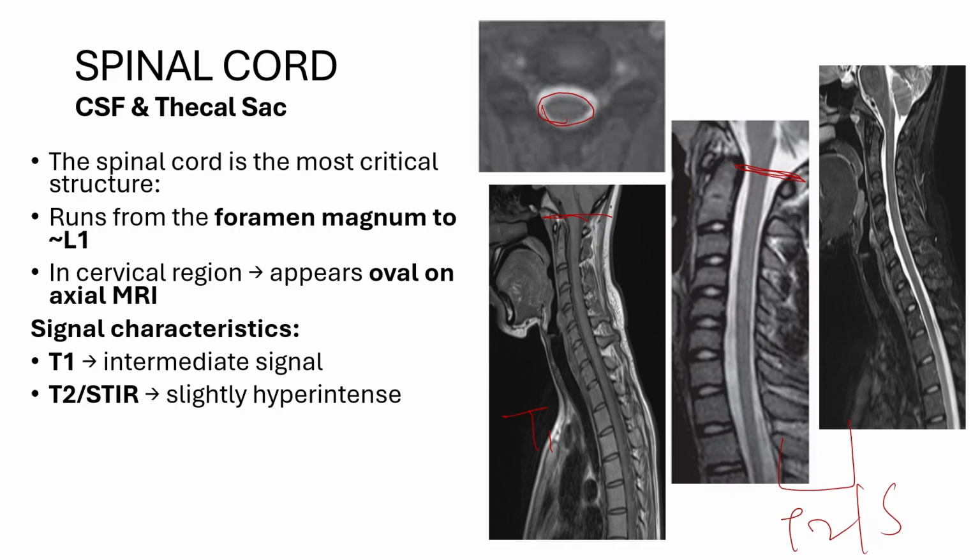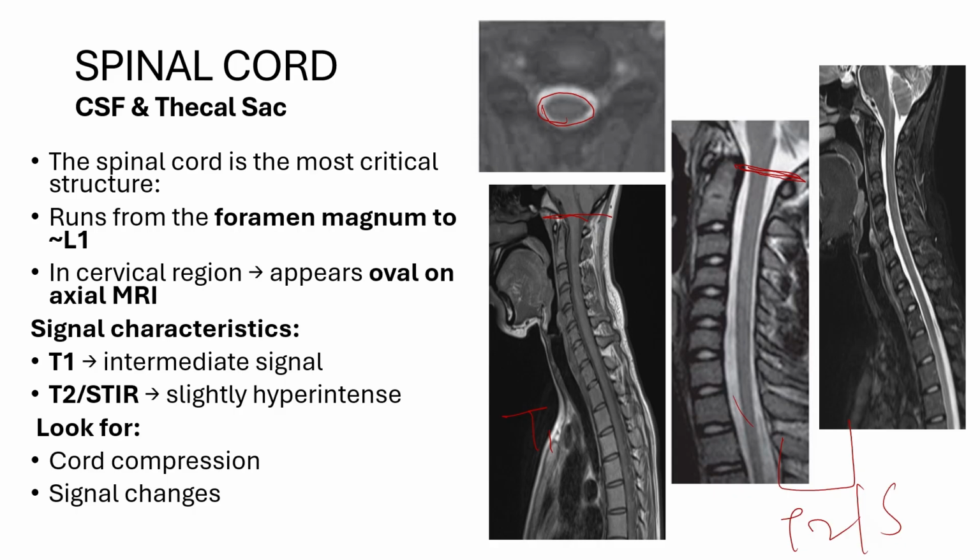The thecal sac is the sac containing the CSF as well as the spinal cord. It is the dura mater surrounding the CSF fluid within the spinal canal, and the CSF is high signal intensity in T2 and T2*, whereas low signal intensity in T1, and it surrounds the spinal cord completely throughout its course.